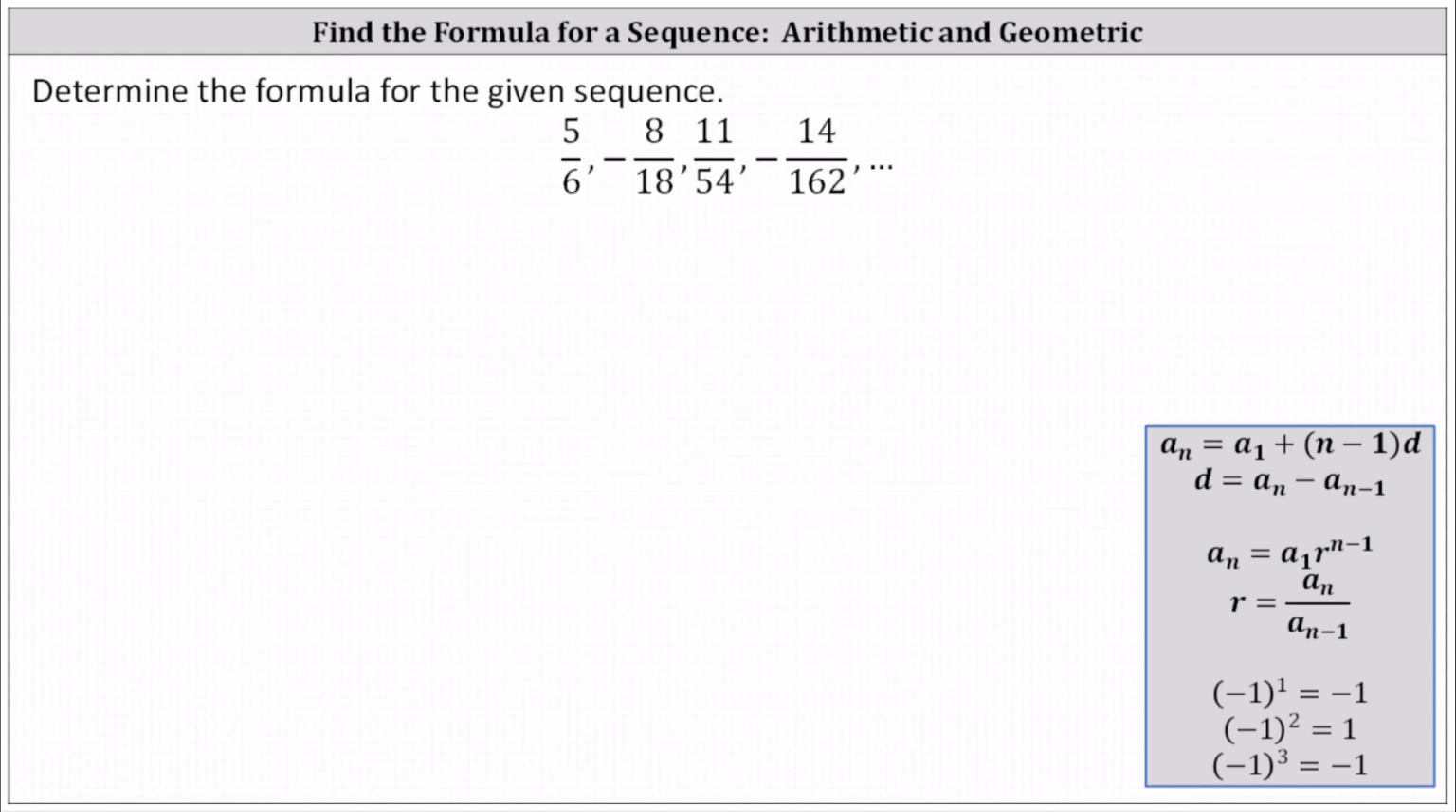Determine the formula for the given sequence. Whenever we have a sequence of fractions, it's often helpful to analyze the terms of the numerators and the terms of the denominators separately to help build the formula. But also notice for this sequence, the terms alternate sign.